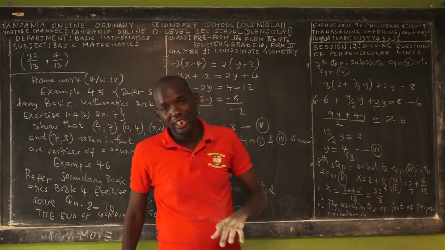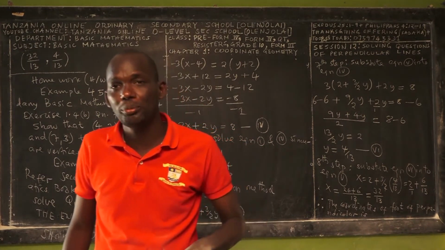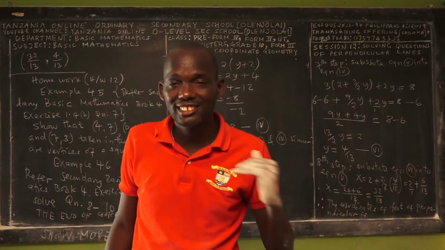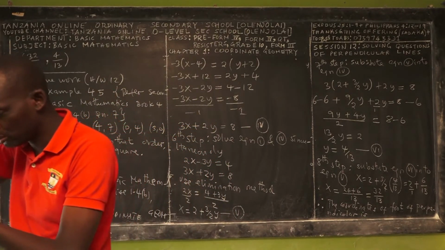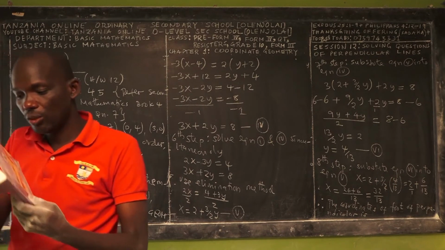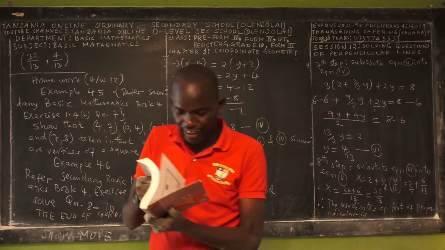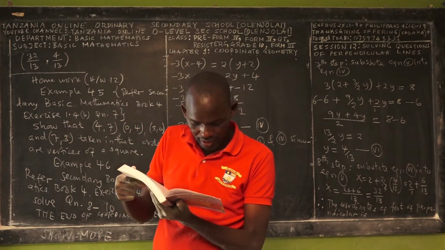So may God bless you, and let us meet in the second topic called areas and perimeters, at the next topic, chapter 2. So let us meet in chapter 2, which is named areas and perimeters.